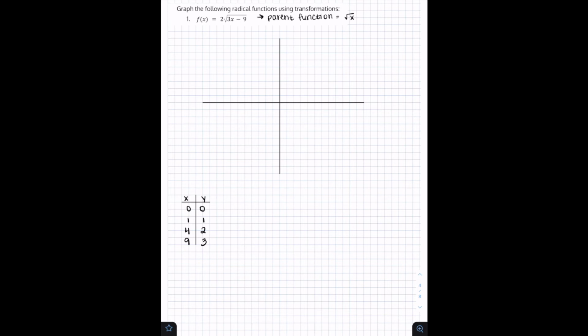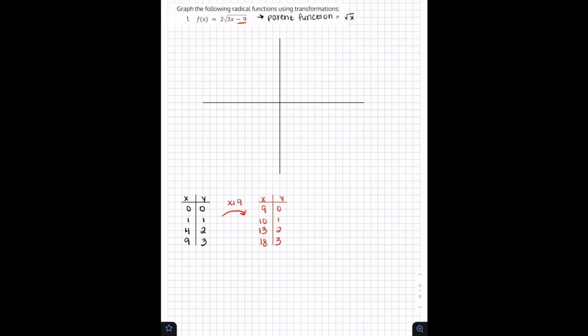Okay, so to apply the transformations, we actually have to do it in a certain order. The first thing we're going to look at is our negative 9 that's under the radical. So this means that you are actually adding 9 to your x value. So then we can write our new chart. Now our x's are what changes. So we have 0 plus 9 is 9, 1 plus 9 is 10, 4 plus 9 is 13, and 9 plus 9 is 18. And our y's all stay the same.